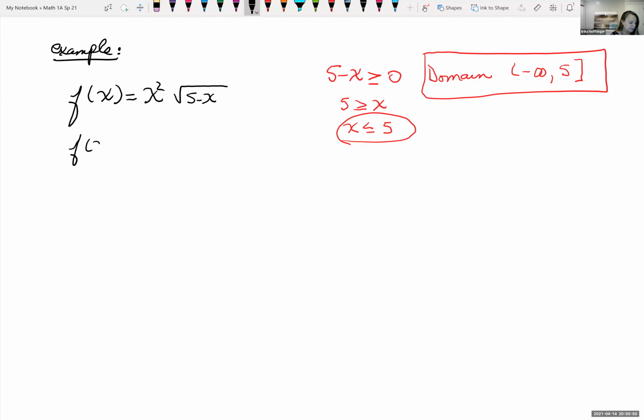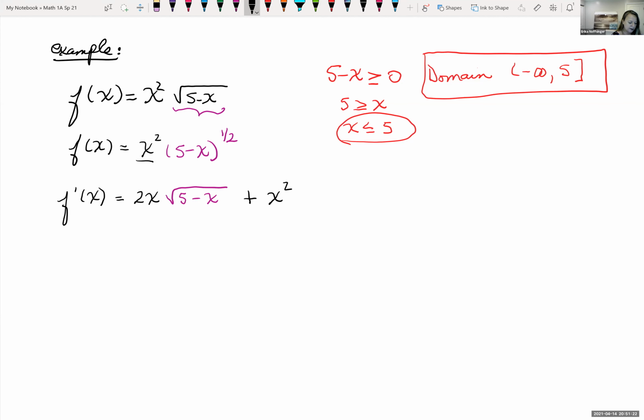So we have f of x is equal to x squared. We're going to treat that as our first term. And then let's rewrite the square root as 5 minus x raised to the 1/2 power. So now when we take the derivative, we're going to have to use that product rule. So derivative of the first, derivative of x squared is 2x, times the second. I'm going to leave that in square root form in this case, 5 minus x, plus the first, which is x squared, times the derivative of the second.